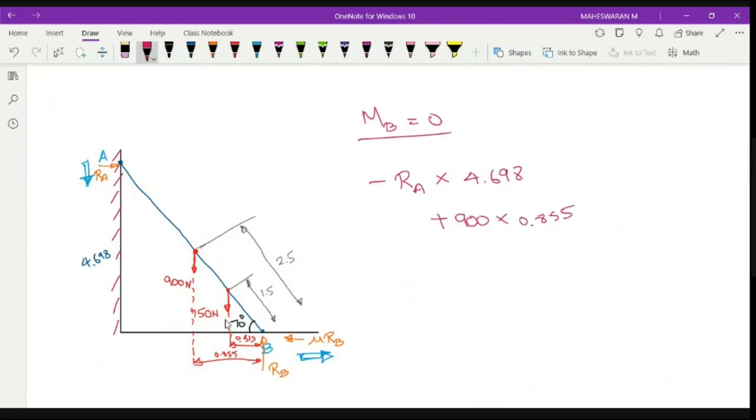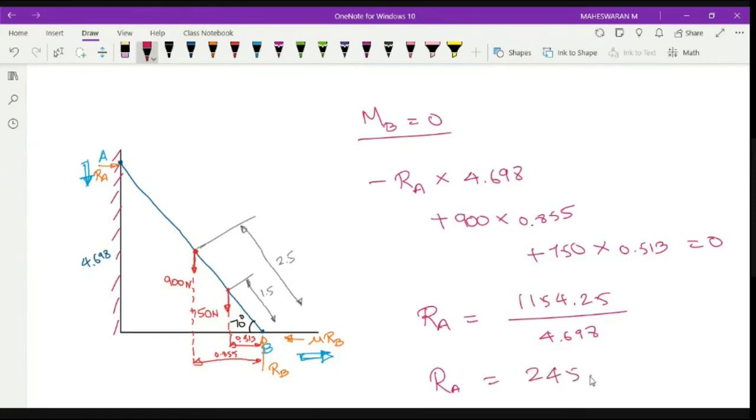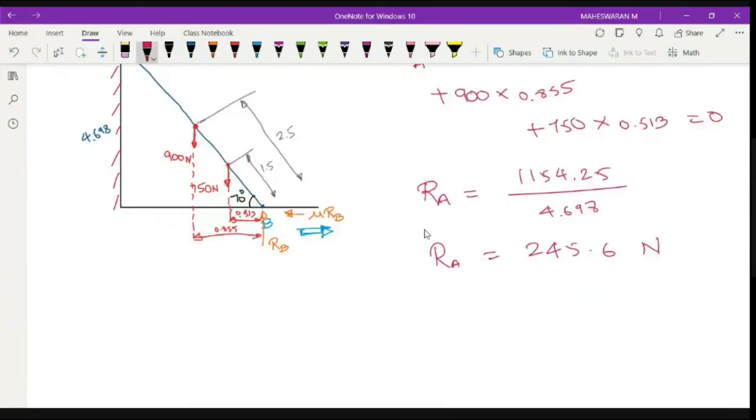Again, the 750 is also positive. So plus 750 into 0.513. That's it. These forces are 0, so this is equal to 0. So the only thing I have is RA, so I can identify the value of RA. Try it out: 245.6 Newton. Okay, so now this is my value. So I got this value also. This is equation 3.